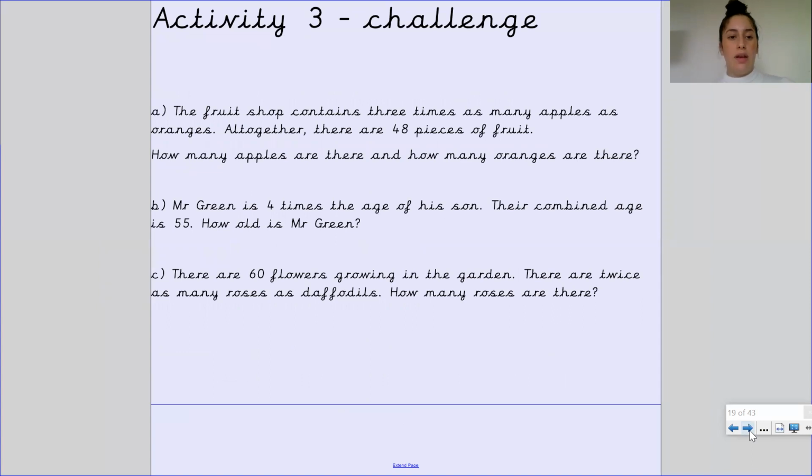And activity 3 is your challenge. For example, the fruit shop contains 3 times as many apples as oranges. Altogether, there are 48 pieces of fruit. How many apples are there and how many oranges are there? So you haven't been told how many are in each group. You've been given the total, and you've also been given the information that the shop contains 3 times as many apples as oranges. So that should give you a clue.